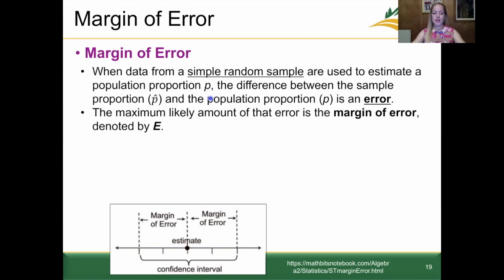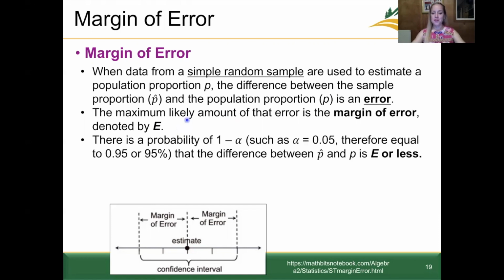There is some notation here. The maximum likely amount of that error is the margin of error, which is denoted by uppercase E. This uppercase E, this idea of margin of error, is the maximum likely amount of error. For example, if there's a probability of 1 minus alpha, where alpha is equal to 0.05, then this is equal to 0.95. This probability value is equal to 0.95.